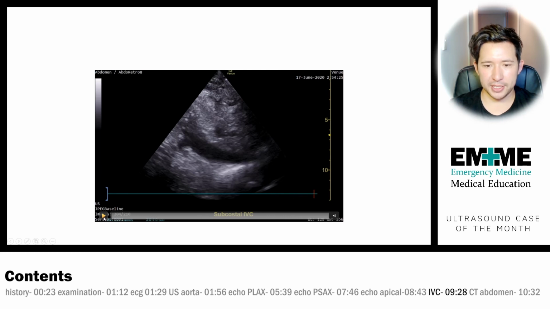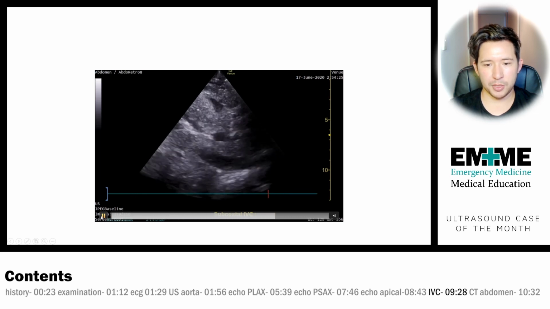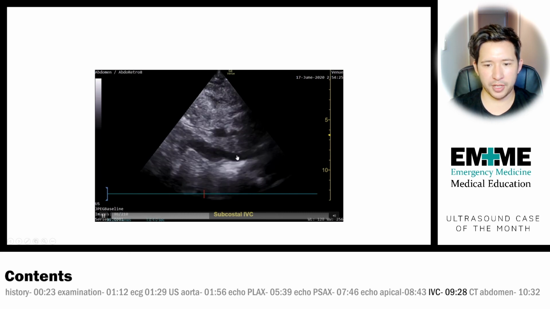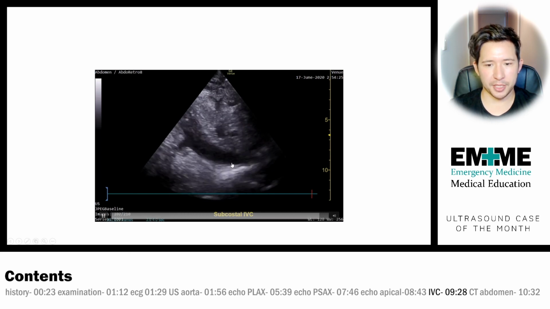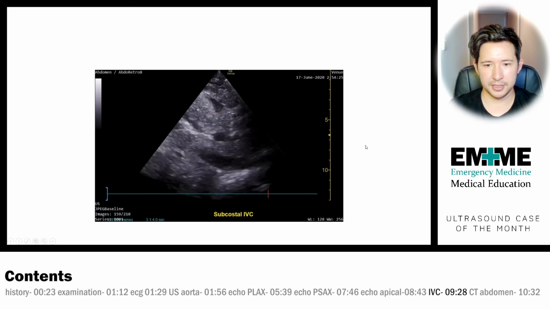In practice, it's only really helpful if the IVC is either very large, meaning greater than 2 centimeters, and not collapsing, which suggests overfilling, or slit-like or narrow, which is less than 1 centimeter and collapsing a lot. So even though this IVC looks quite wide, it is still collapsing appropriately, which is somewhere in the middle, so it doesn't tell you that much about his filling status.